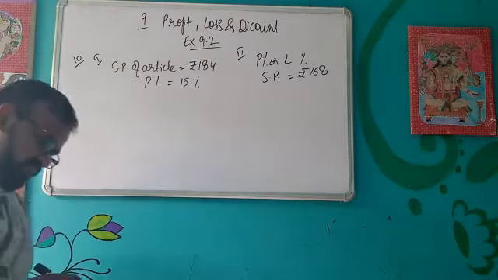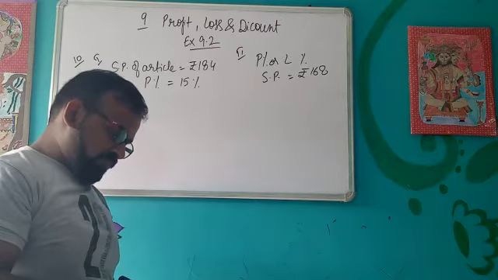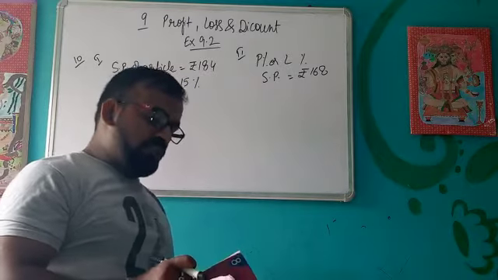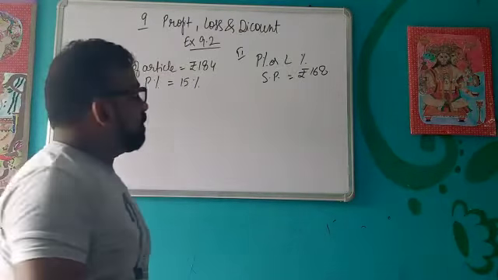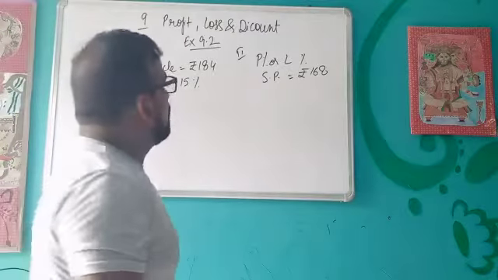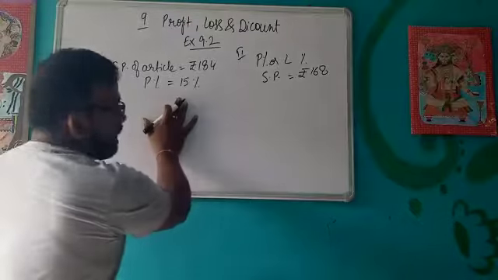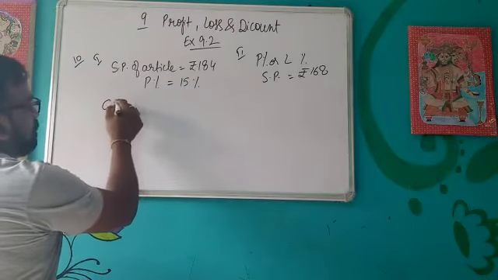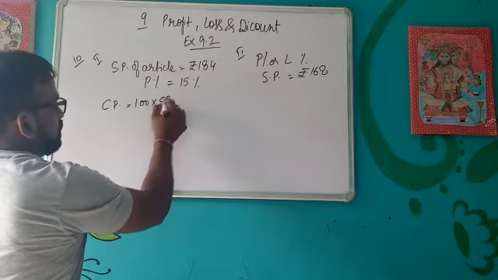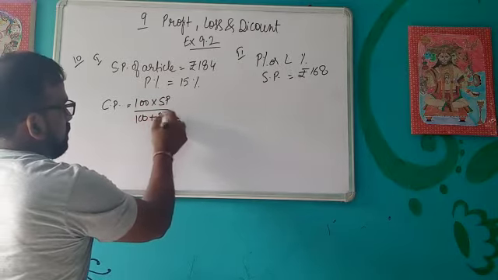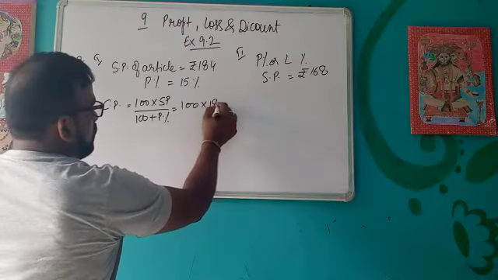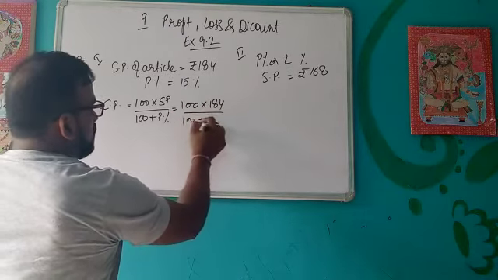If you remember, we discussed one question of this type, question number 8. In these types of questions, the one thing that is constant is the cost price of the article. So first we will calculate the cost price. What is the cost price formula? When SP and profit percent are given, it is 100 into SP upon 100 plus profit percent. So we put the values: 100 into 184 upon 100 plus 15.